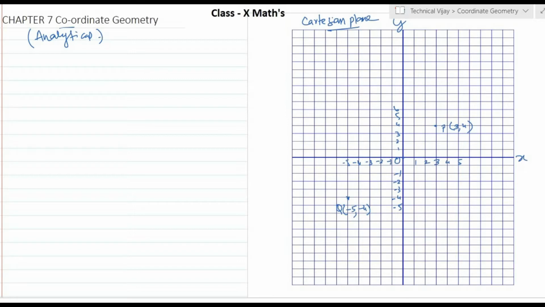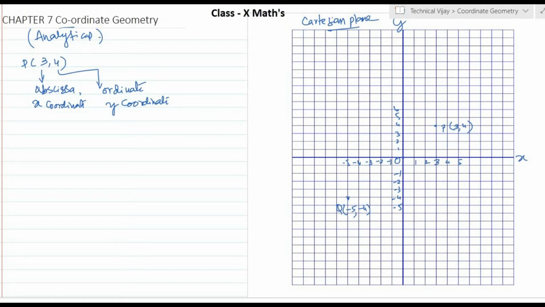Now suppose this point P(3, 4). The 3 is also called the abscissa, and the 4 is also called the ordinate, or simply we call them the x coordinate and the y coordinate. Whatever you call them, P(3, 4) is one point, and Q is (-5, -4). Like this we have represented them.